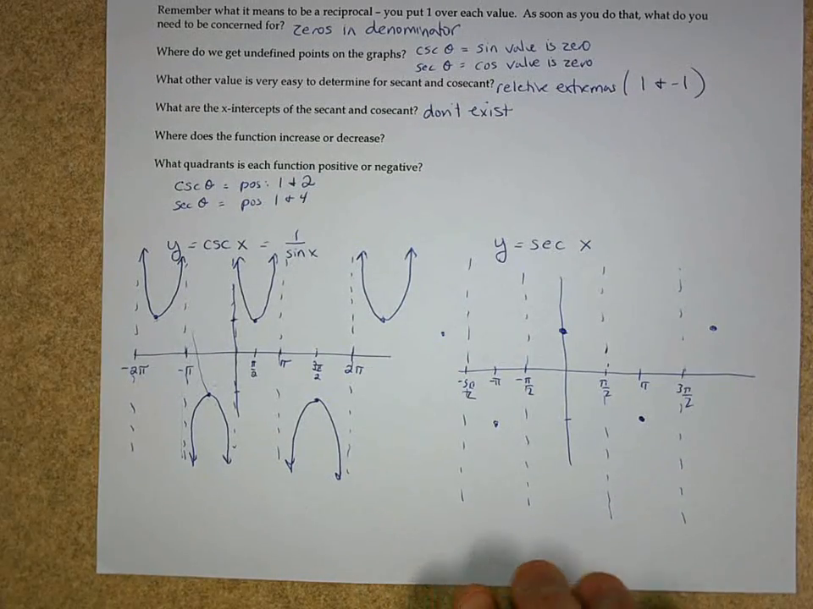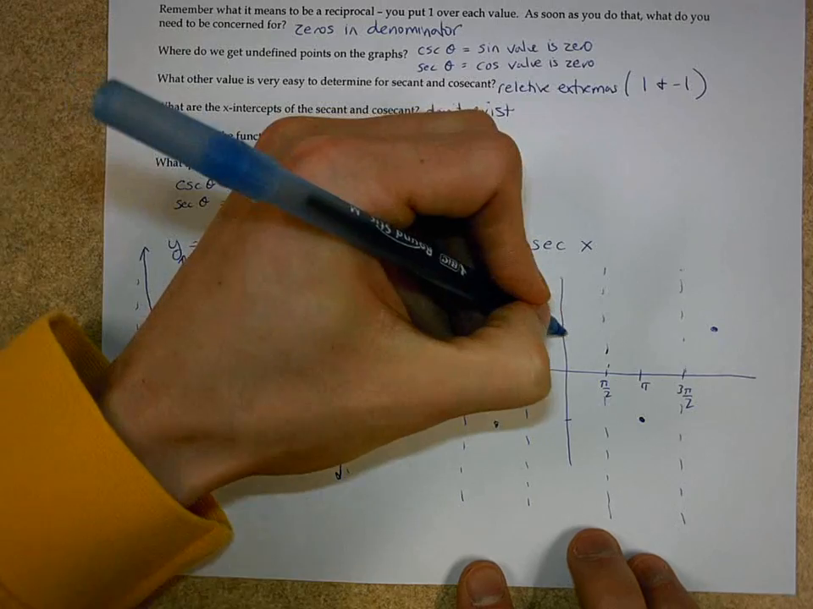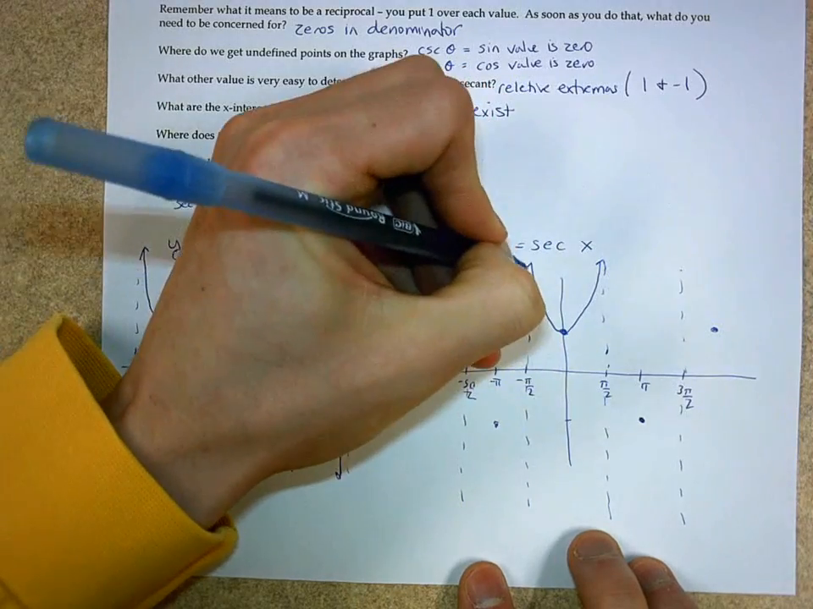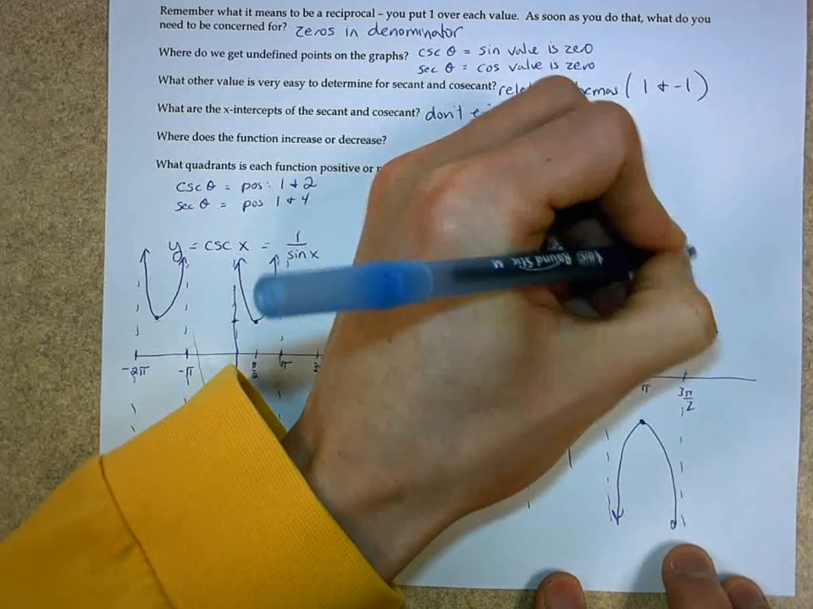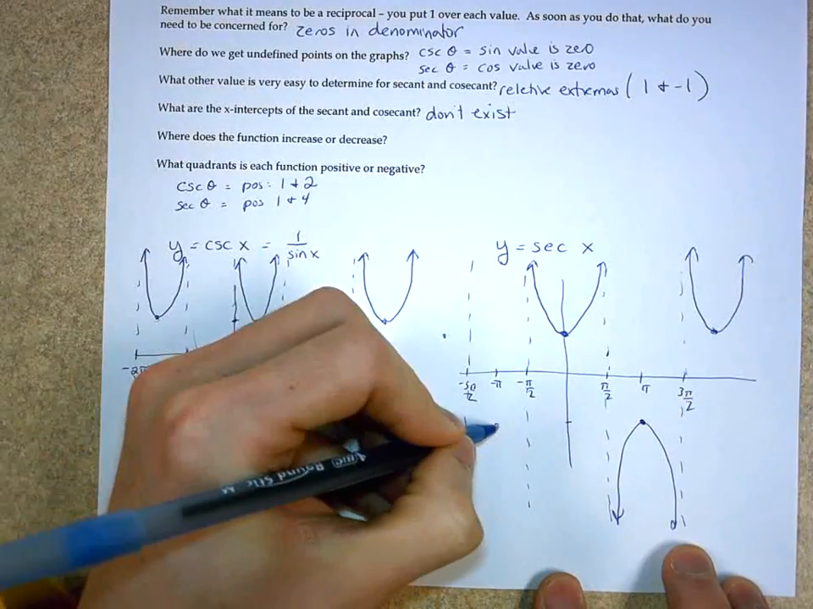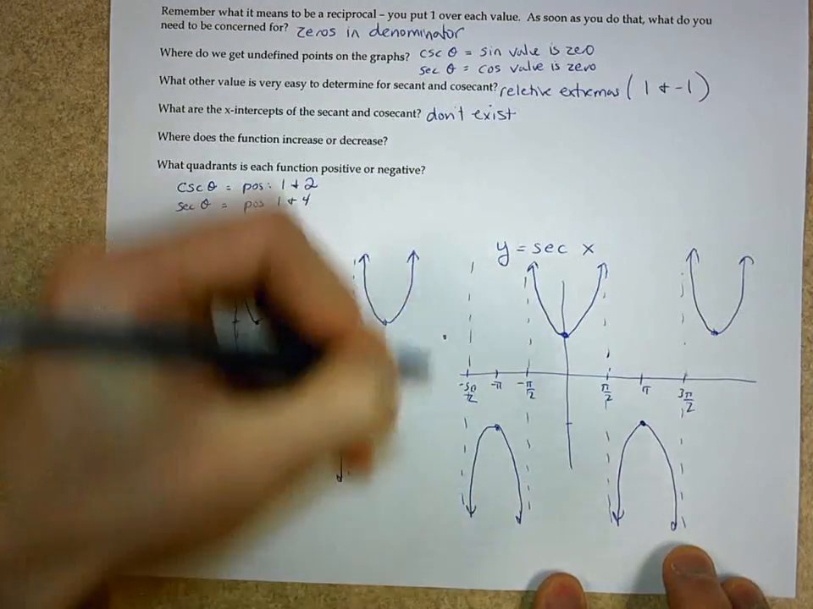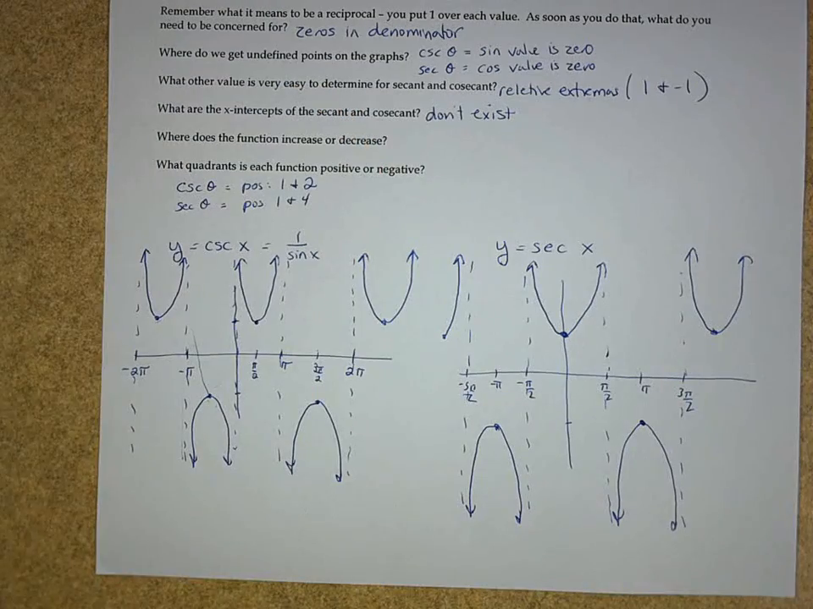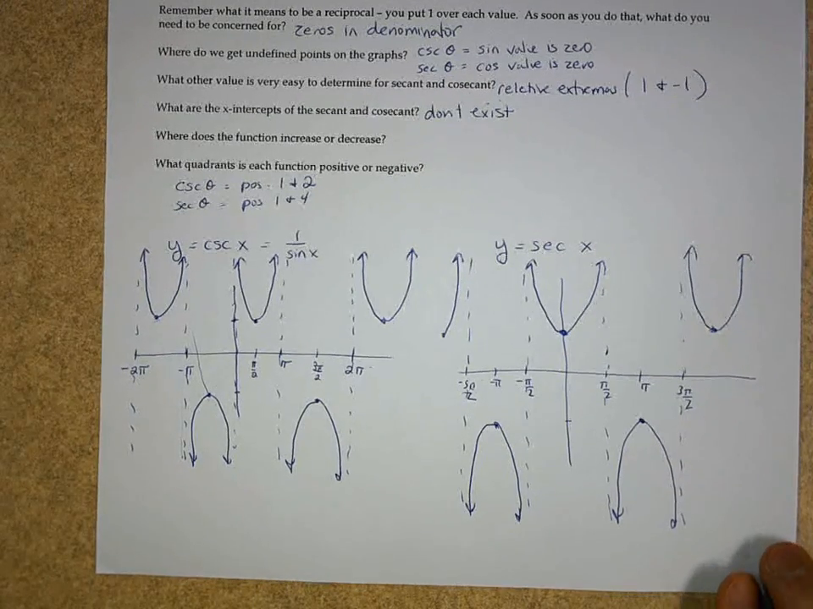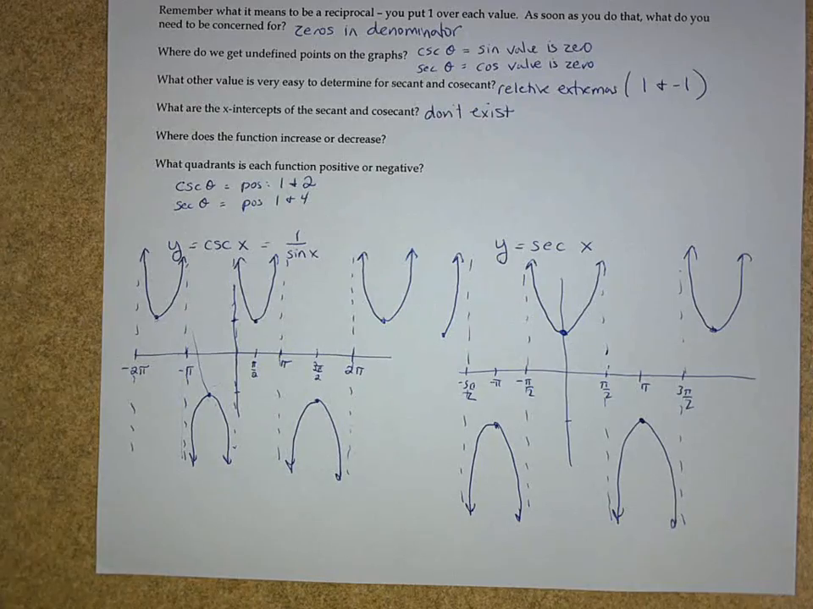And once again, secant does not have any x-intercepts, so that means my graphs have to curve upward and downward. So there's my secant and cosecant graph. Asymptotes and your maximums and minimums, coupled with the idea that there are no x-intercepts, help with our graph.